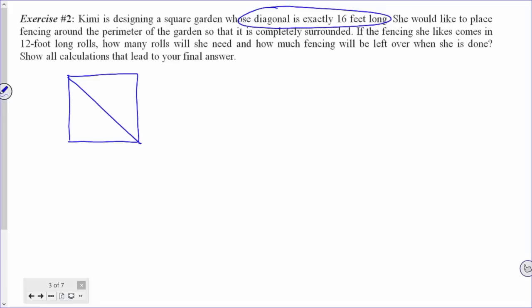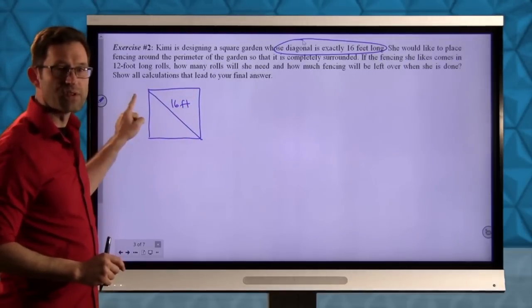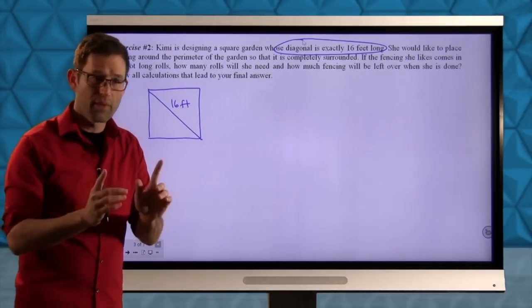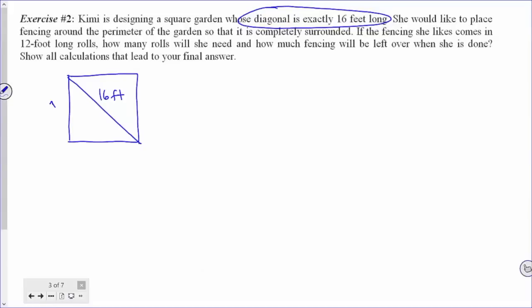All I know is that this is 16 feet long, and yet I want to put fencing around the square, so I need to know what its perimeter is, okay? Now what that means is I need to know what a side length is. Maybe I'll call it x. But of course, because a square is also a rhombus, all side lengths are the same, and because a square is a rectangle, all of these angles are 90 degrees.